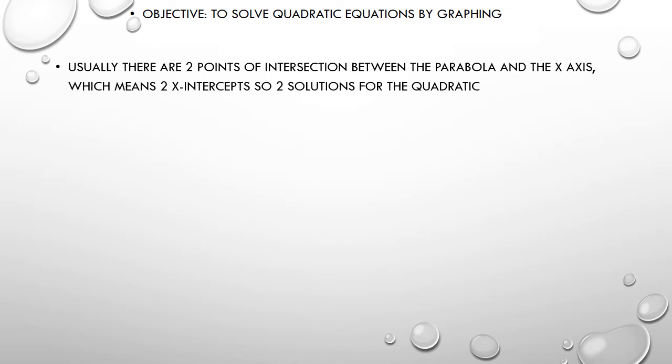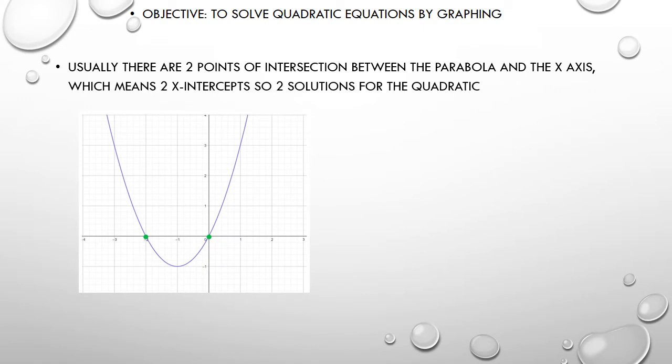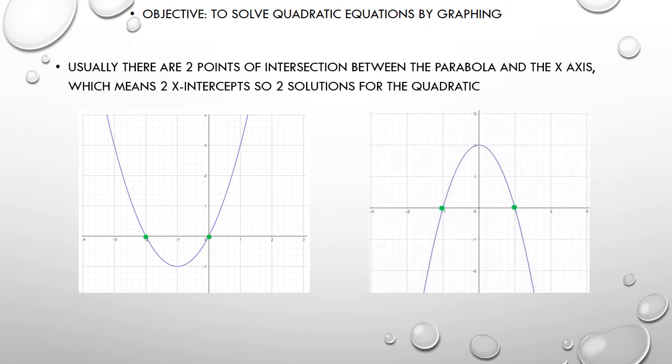Usually, there are 2 points of intersection between the parabola and the x-axis, which means 2 x-intercepts, so 2 solutions for the quadratic equation. This is the first example here. There are 2 points of intersection, 2 x-intercepts, this means 2 solutions. And this is the general case. This is another example. It doesn't matter at all if the parabola is opening upward or downward. All I care about is to find the x-intercepts. So here I have also 2 x-intercepts, which means 2 solutions.